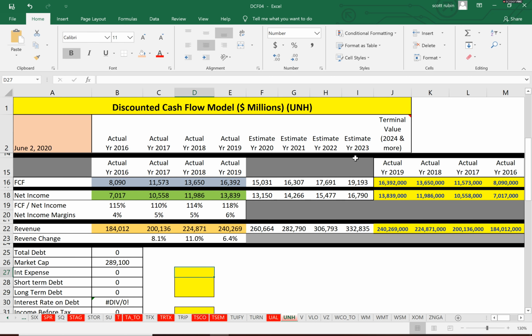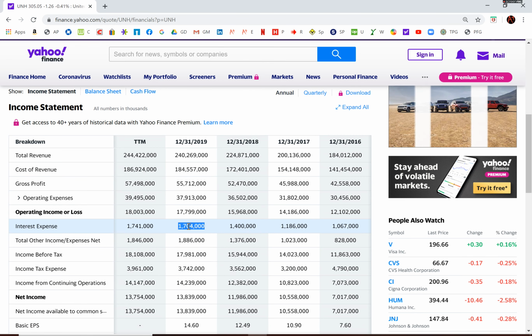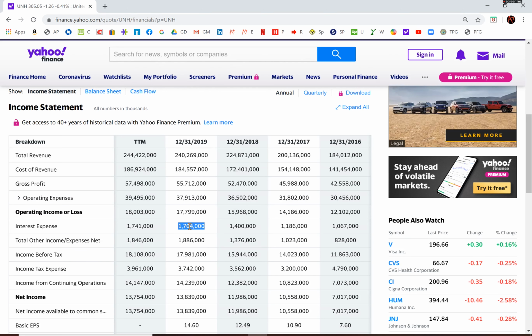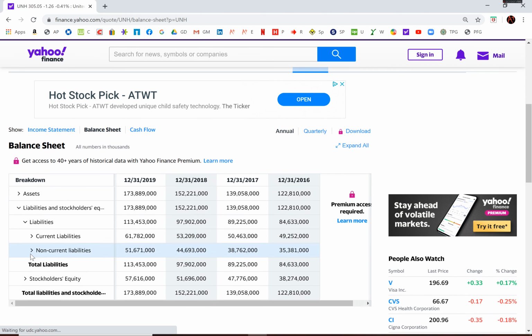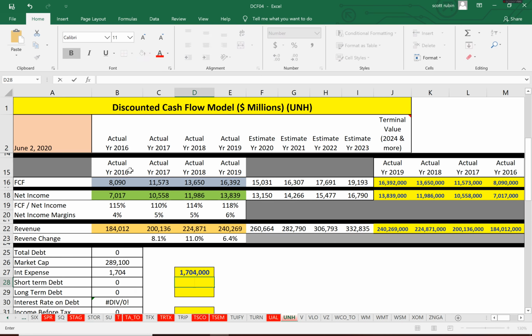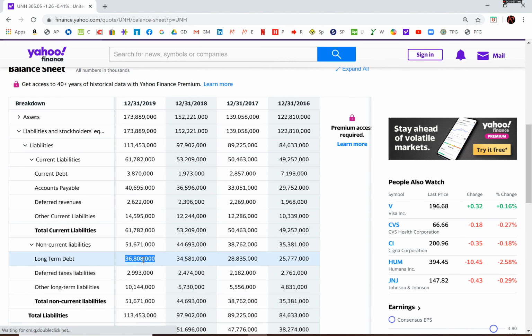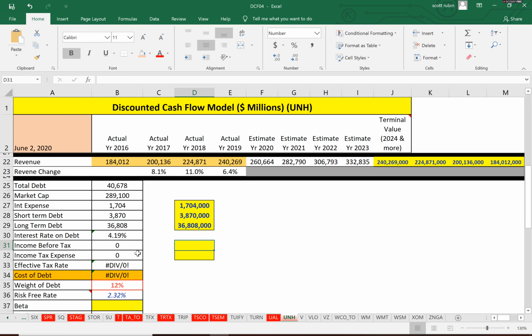Now we need to look at the capital structure to identify the discount rate that we need to apply to the future cash flows. So the interest they pay on their debt is 1.7 billion, and that's in the income statement. Let's find out how much debt they have by going to the liabilities section of the balance sheet. Okay, the current debt that's due within 12 months is 3.9 billion. And now the long-term debt that's due after 12 months is 37 billion. So the interest they pay on their debt is 4.2%.